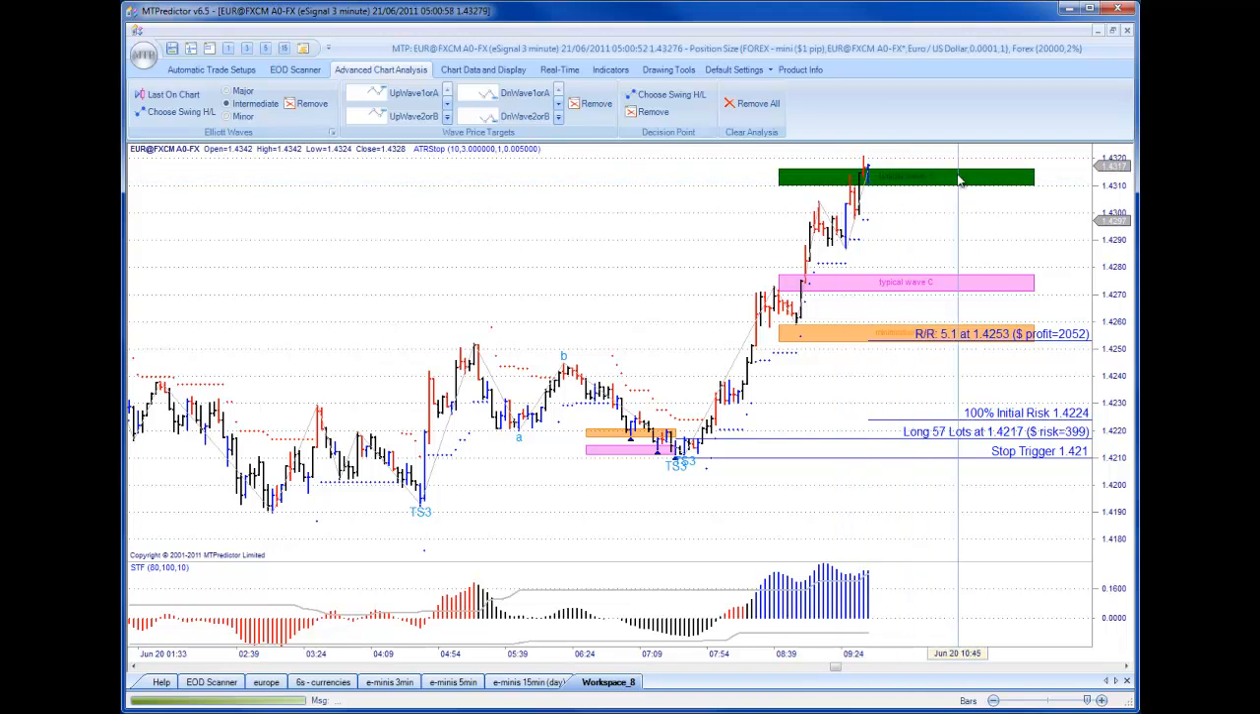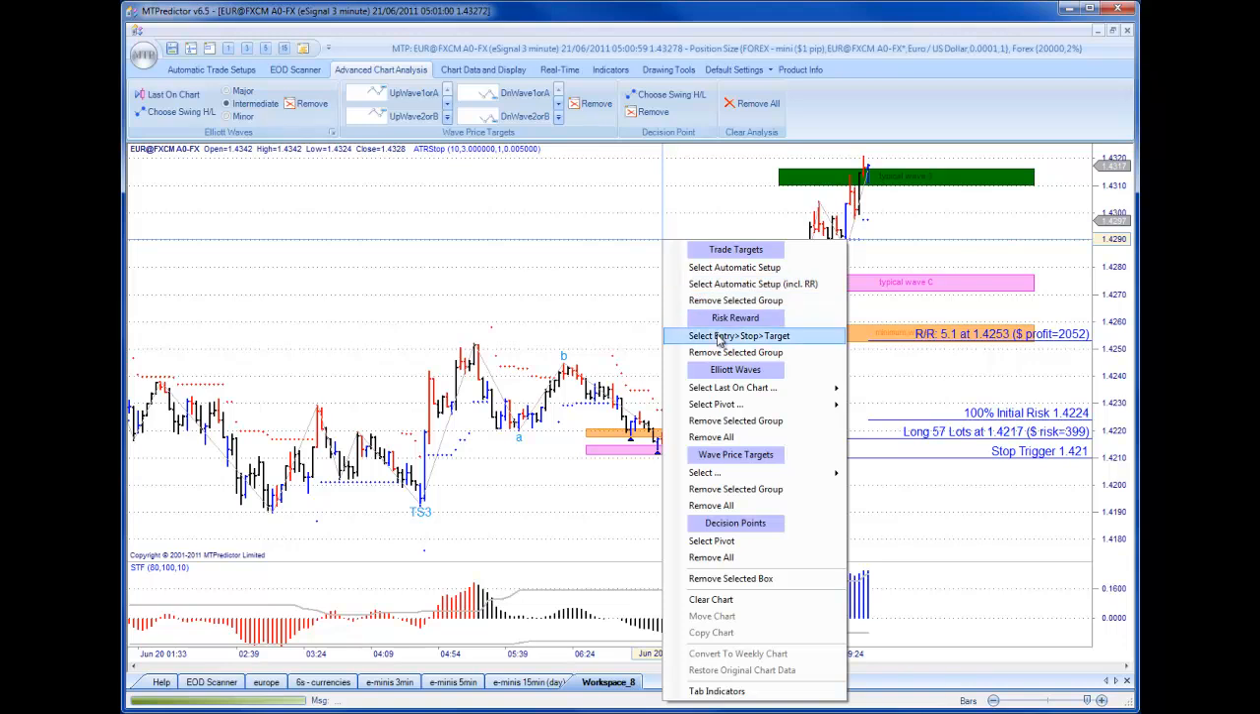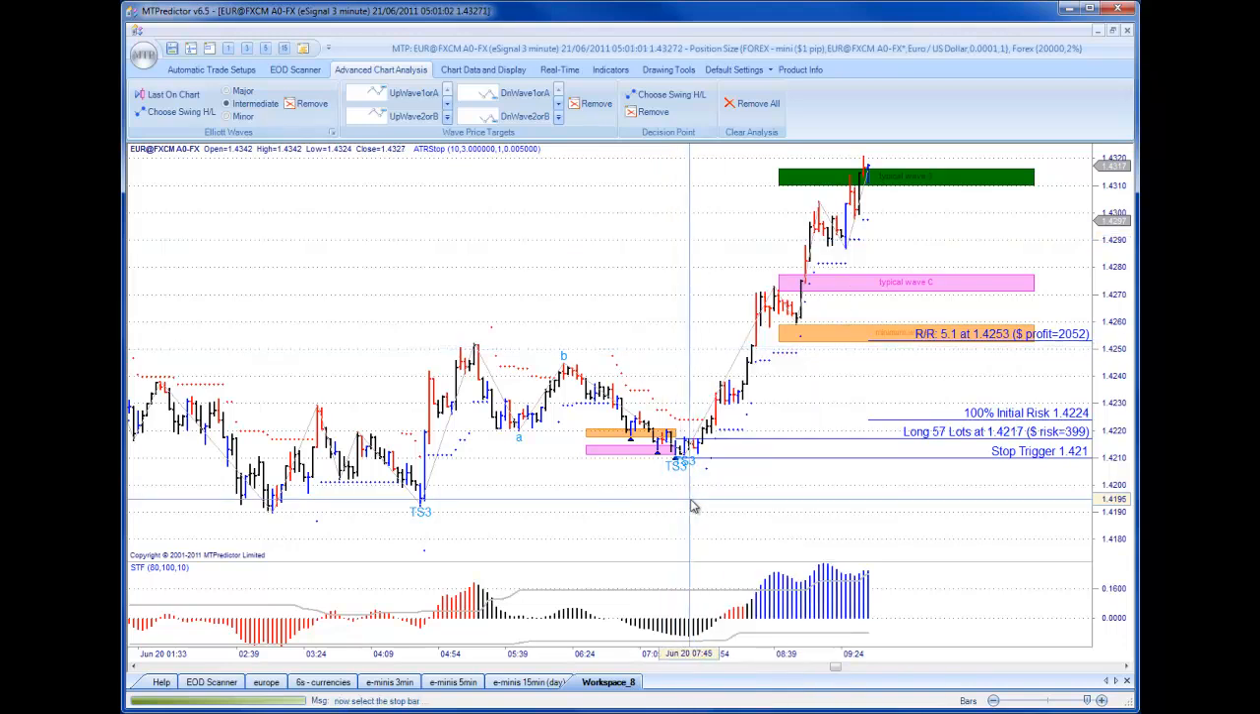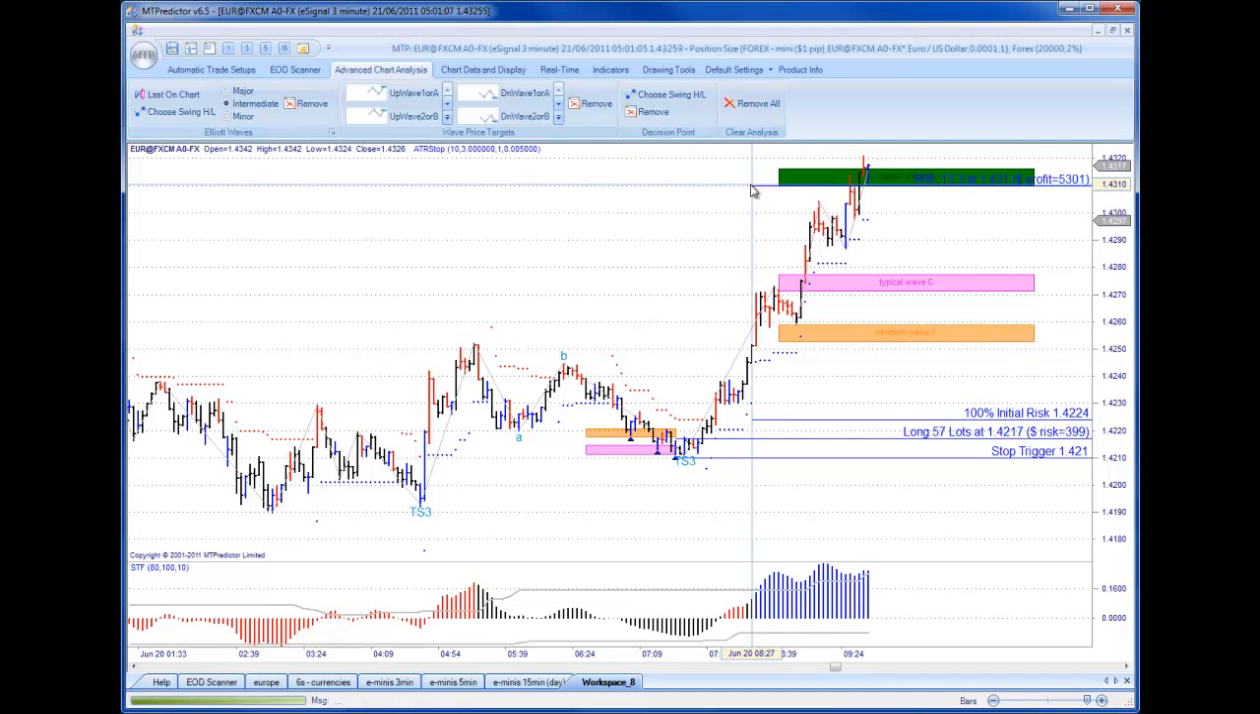Can you see this? It's the green target here. If I put my analysis on now at the typical wave 3 WPT, which is here, you can see that the profit suddenly goes up from plus 5R to plus 13R. So in other words, you turn an initial risk of, in this case, 2% on a $20,000 sample account, so an initial risk of just less than $400, into a profit of just over $5,300, or approximately $5,300.